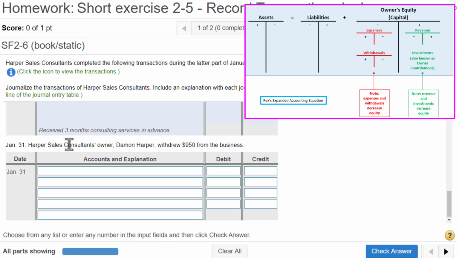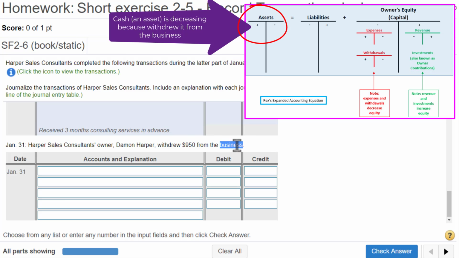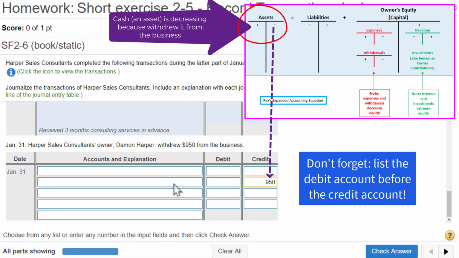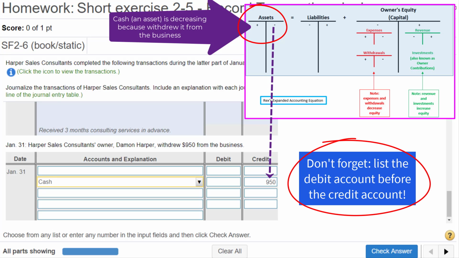Next one, and the final one. Harper Sales Consultants, the owner, Damon Harper, withdrew $950 from the business. So we know cash is going down. So cash is an asset. And how do assets go down? With a credit. So I'm going to credit cash. And again, I'm putting it on the second line because credits have to be listed after the debit.